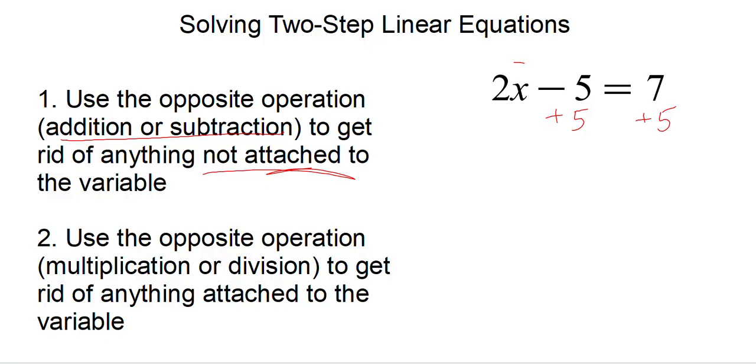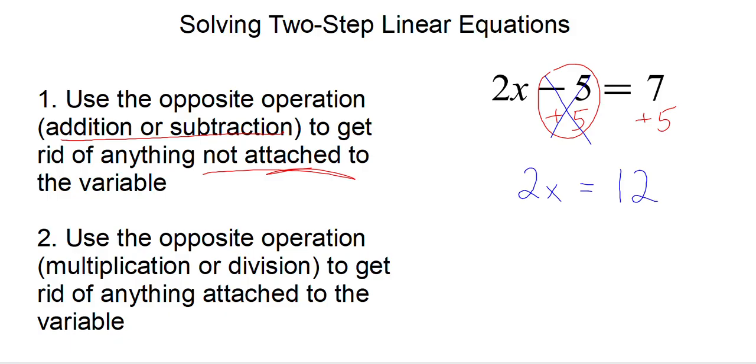Because this is an equation. We're saying this thing is equal to this thing. If I don't add 5 on both sides, then I've no longer got an equation. Right? So 2x minus 5 plus 5, the -5 and the +5 should just cancel each other out. And on the left-hand side, we'll just be left with 2x. And on the right-hand side, 7 plus 5 is just 12.